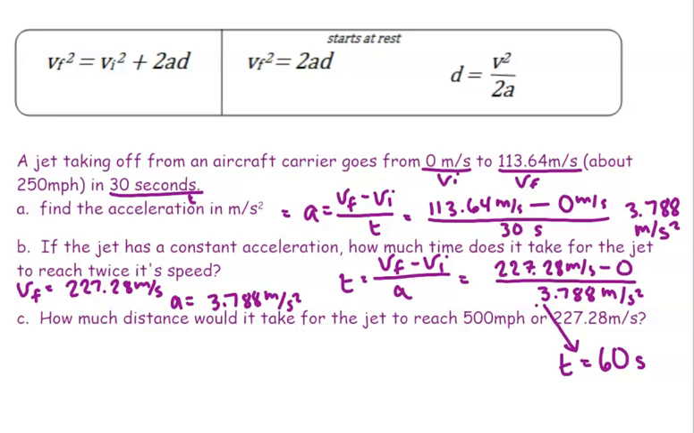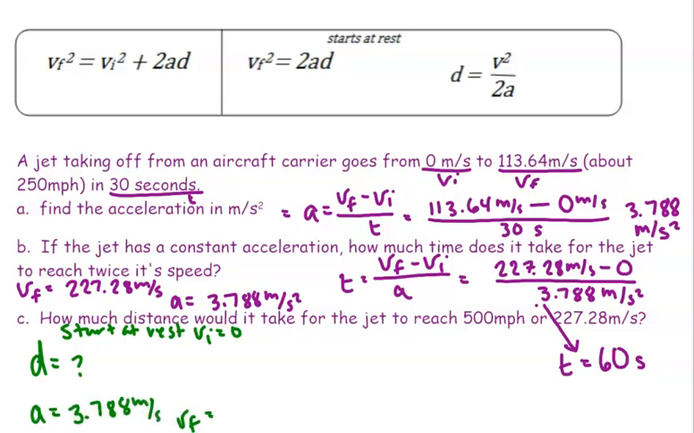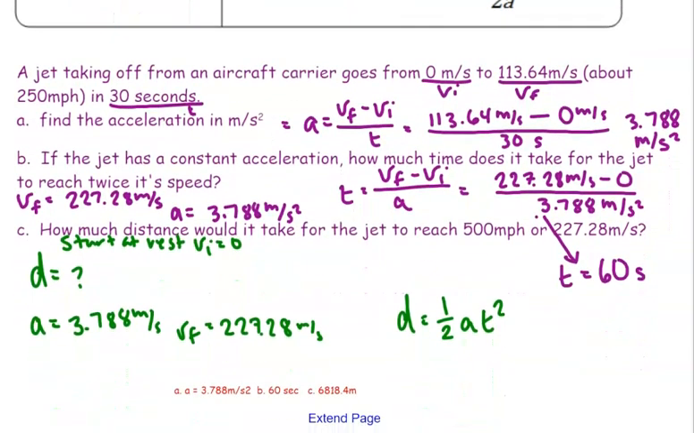Okay, so now they want to know, with that same new speed, what distance would it take for it to reach that speed? Okay, so we're going to do distance. This thing is starting from rest, so we get to use this nice smaller formula of 1/2 AT squared. We can take off that VI, or the initial velocity, times the time.